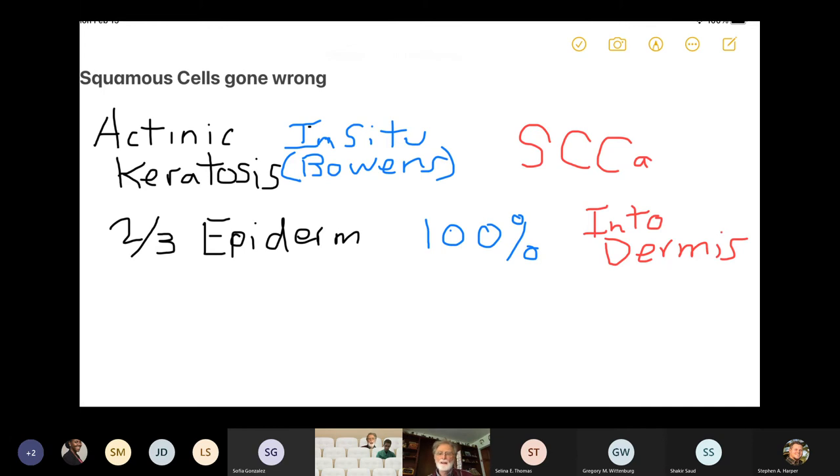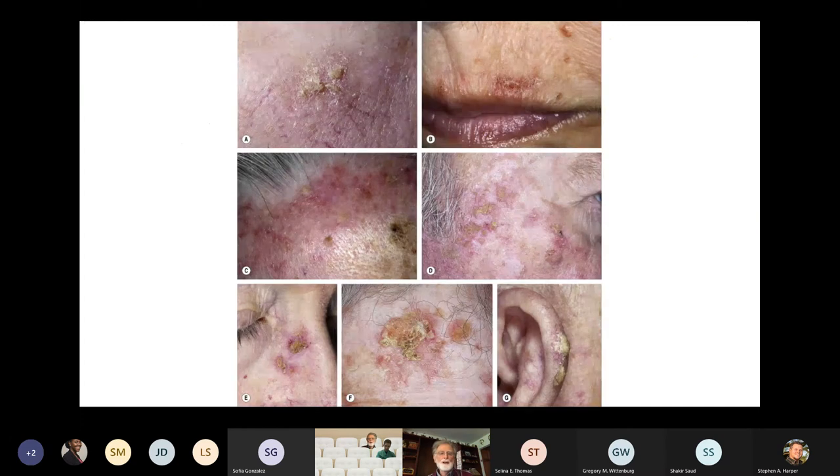I'm sorry if I'm not clear when I move. I'm seeing myself move around the cursor, and you're not seeing it. Maybe we'll try to correct that next week. Stephen has some ideas. So here are actinic keratoses.